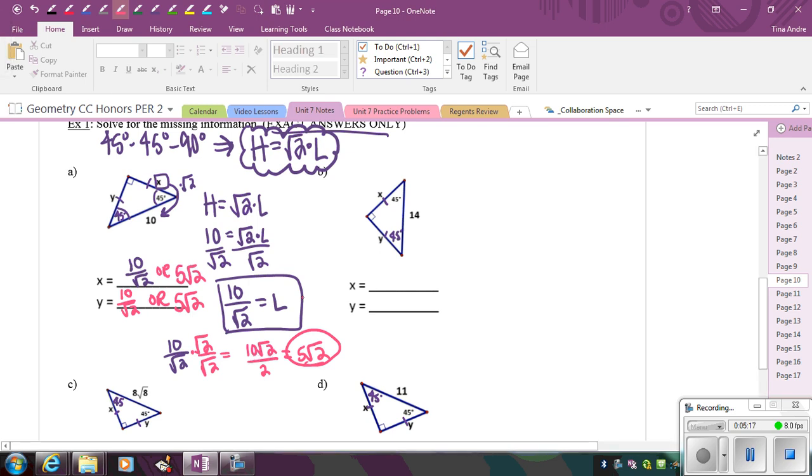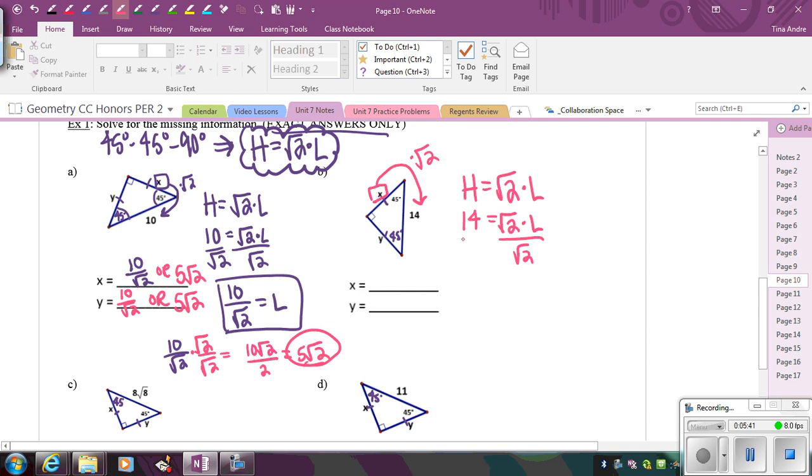So again, we have our 45, 45, 90 triangle. So we know that the hypotenuse is going to be the square root of 2 times the leg. So that means starting with the leg to get to the hypotenuse, it's times radical 2. So essentially what you're doing is you're going backwards. So 14 divided by square root of 2 is going to give me x. If I plug into the formula, same idea.